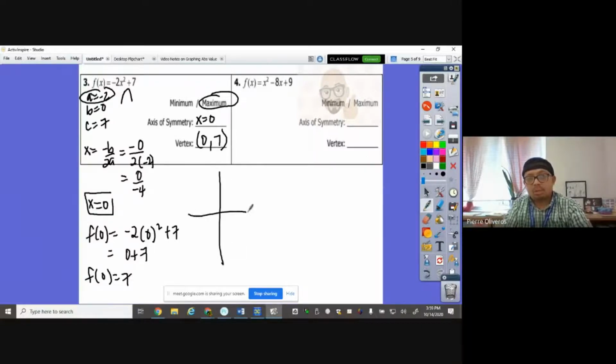There you go. If you graph that one there, so we start at 0, 7 right here. Let's say that's 7. It opens downwards, so it goes downwards here. Don't forget the arrowheads. And that's the same with the x equals 0. No, no, no. There's something wrong there.